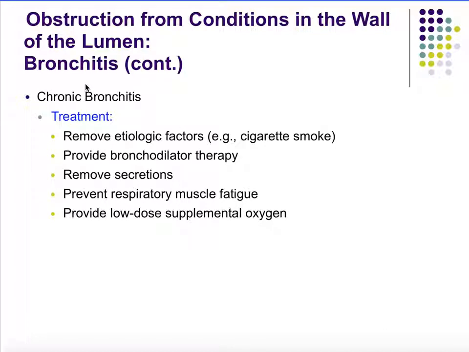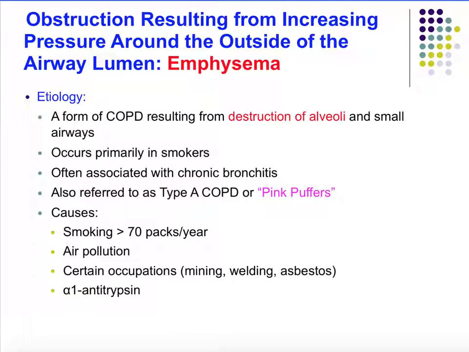Now, how do we treat chronic bronchitis? Well, remove the etiologic factors. So we said 90% of cases is related to cigarette smoke, so stop smoking. We can also provide bronchodilator therapy, try to remove the secretions, thin it out, cough it out. We can prevent respiratory muscle fatigue by doing certain exercises to breathe more efficiently, essentially, and then provide low-dose supplemental oxygen. Okay, so let's move on to the other COPD, which is emphysema.